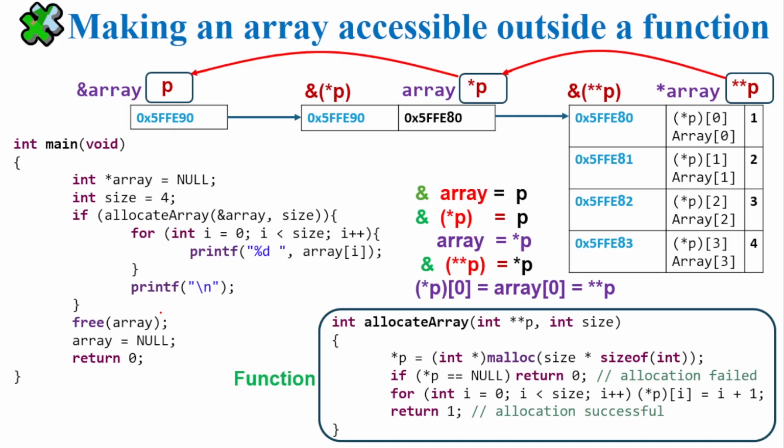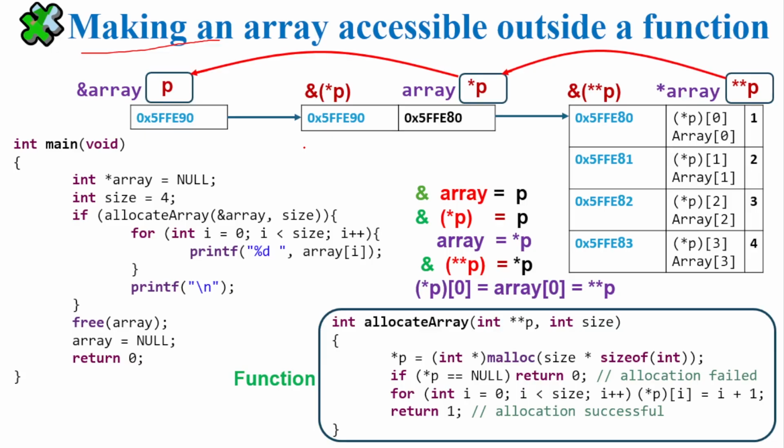Making an array accessible outside the function. A primary advantage of double pointers is their ability to grant access to data stored within an array buffer inside the function from outside that function. While this introduces some complexity, it proves exceptionally valuable in embedded system development.